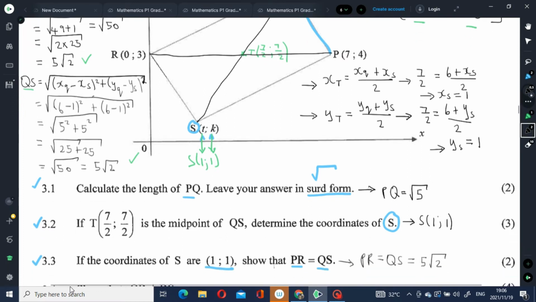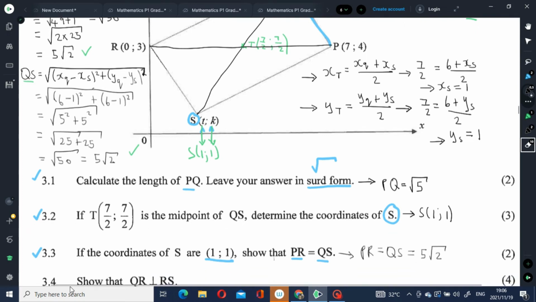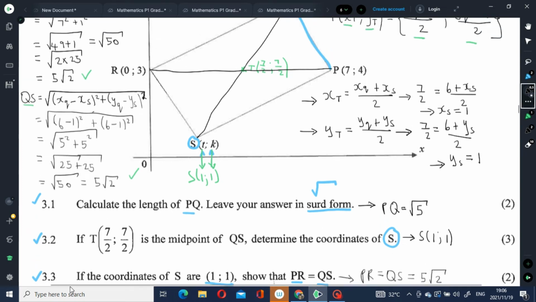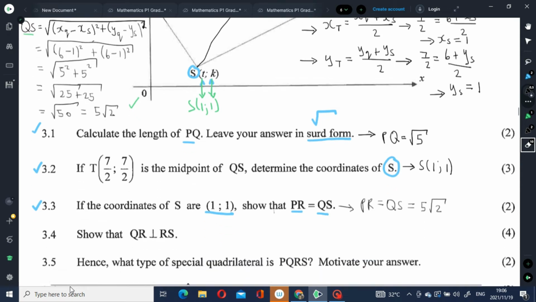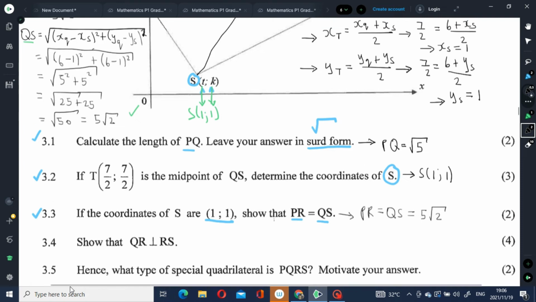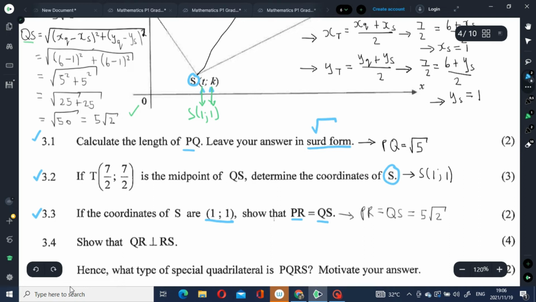That is 3.4, right? The question is, show that QR is perpendicular to RS. That sign there in between QR and RS stands for perpendicular, meaning the angle between those two lines should be 90 degrees, a right angle between those two lines.